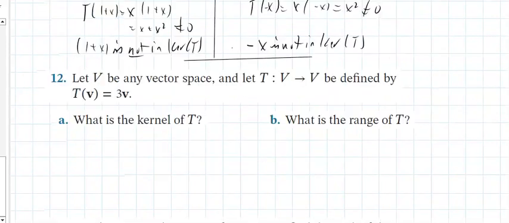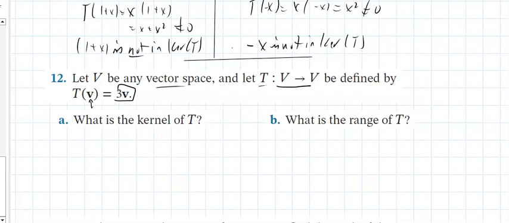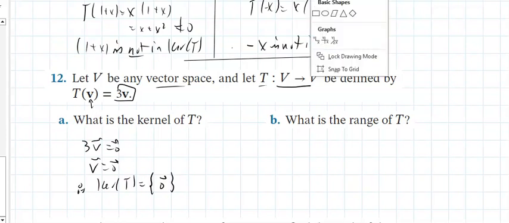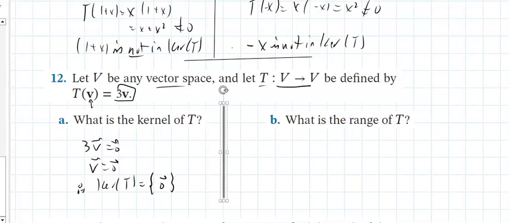Let me fix this. Let V be any vector space, and let T be the transformation from V to V defined by T of v equals 3 times v. What is the kernel of T? Well, take 3v and set it equal to 0. That means v must be 0. Therefore, the kernel of T is just the 0 vector. You're forcing it to be 0.